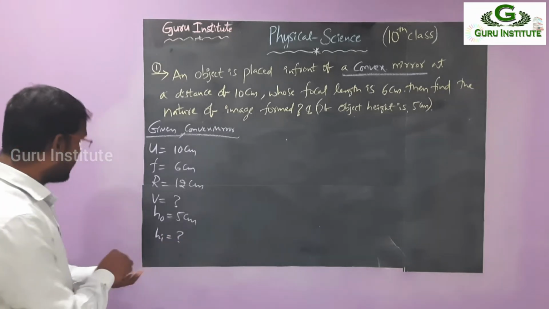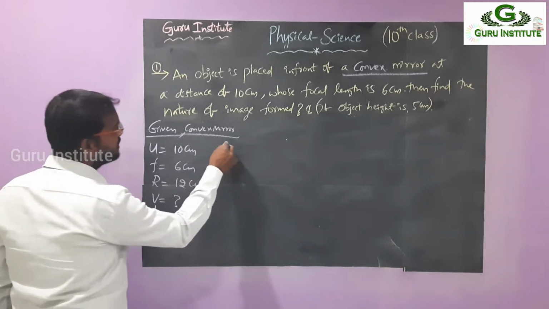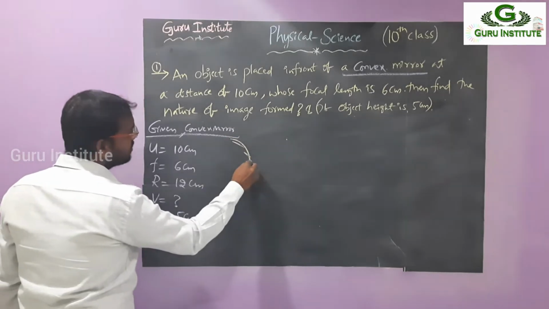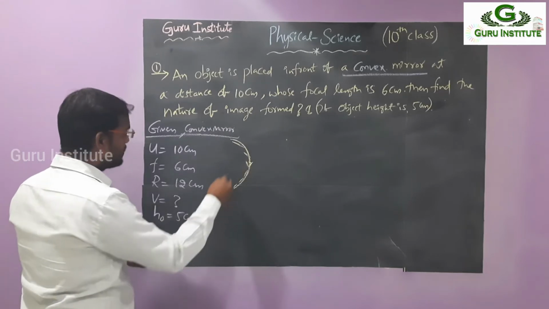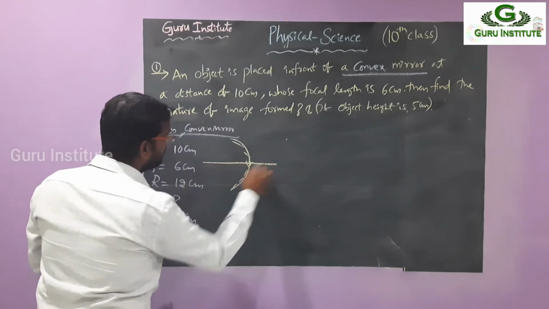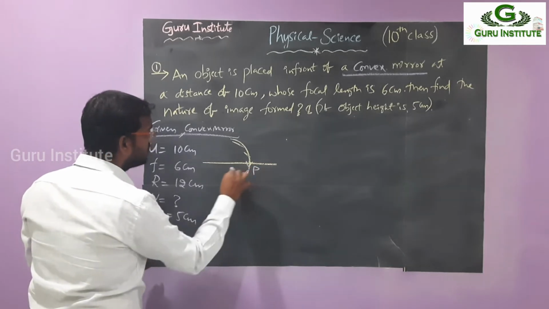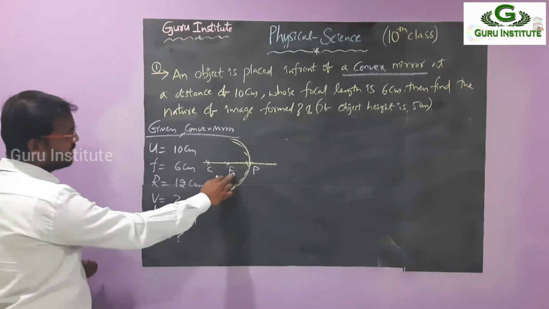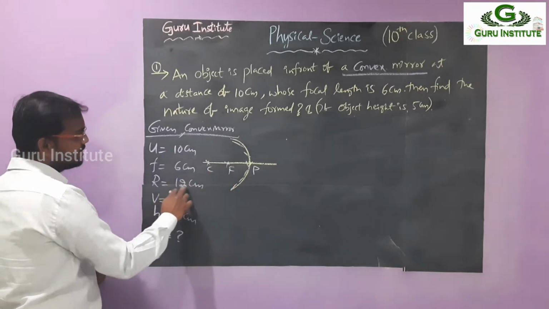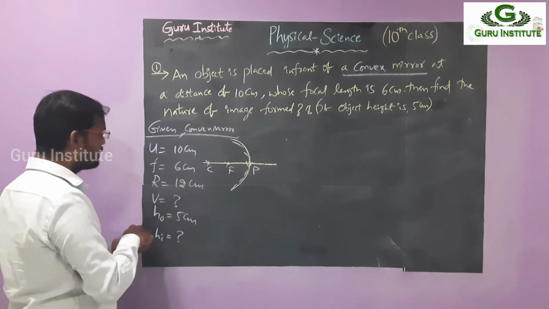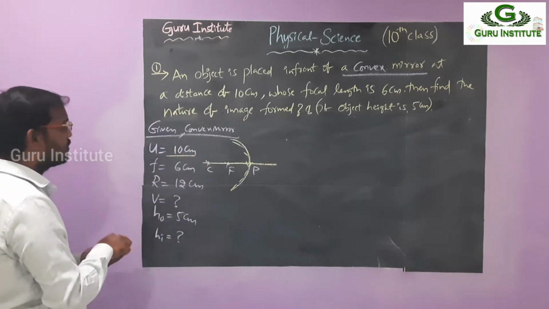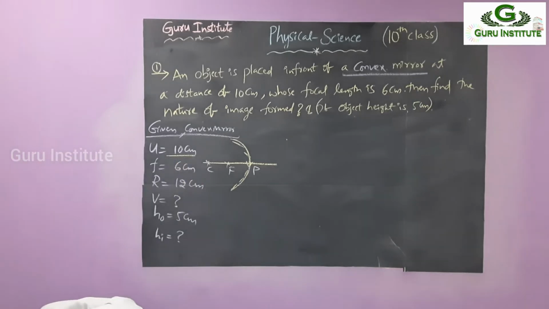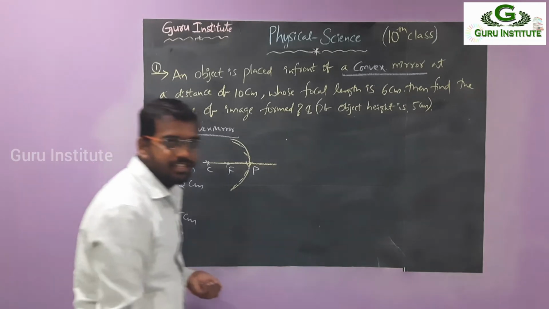Okay, right? So now we have to draw the rough figure for this one. Like this is there. This is the pole. This is the focus. This is the center of curvature. Focus is at 6 centimeter, small f. Center of curvature is at 12 centimeter. The object is placed at 10 centimeter position. So 10 centimeters means between F and C.